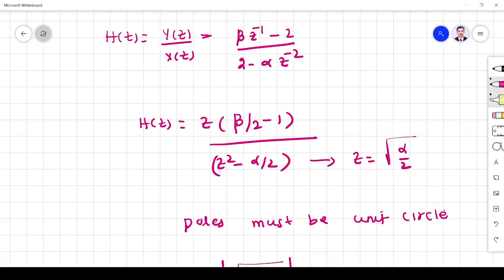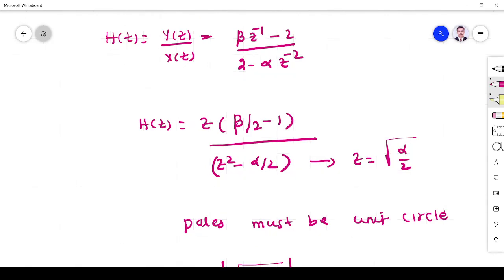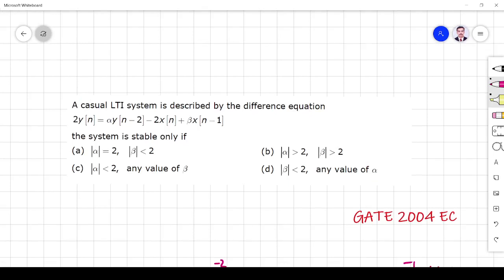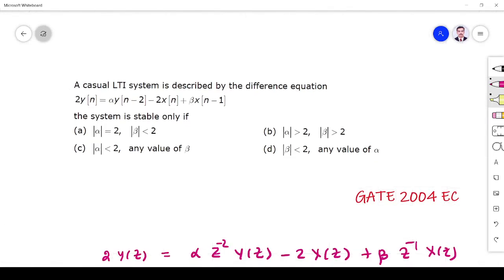What about beta? Beta is nothing but a zero, so beta may be anything. So alpha must be less than 2 and beta may be anything. So answer C is the right answer. Alpha must be less than 2, beta may be anything. Thank you.